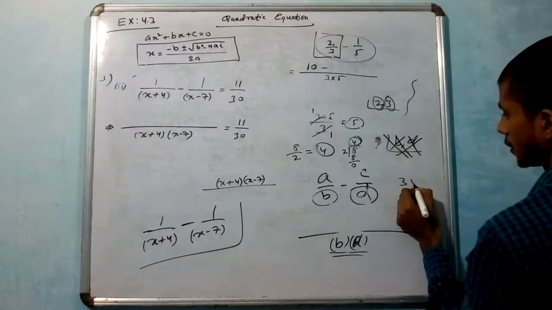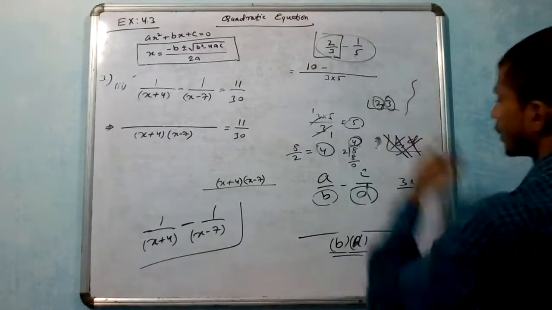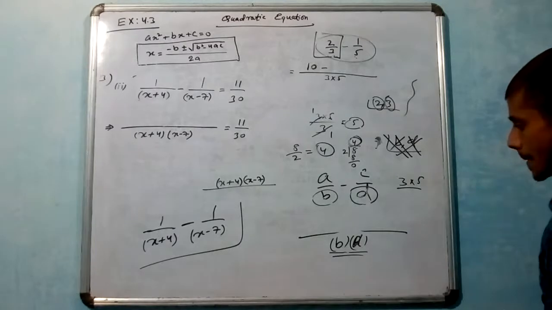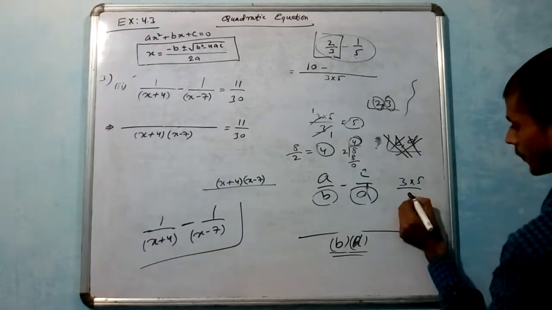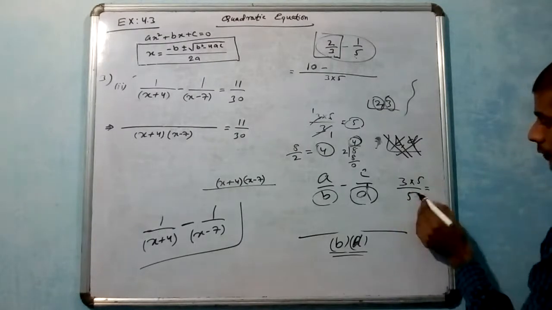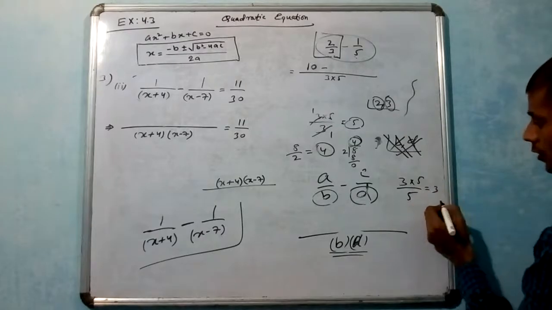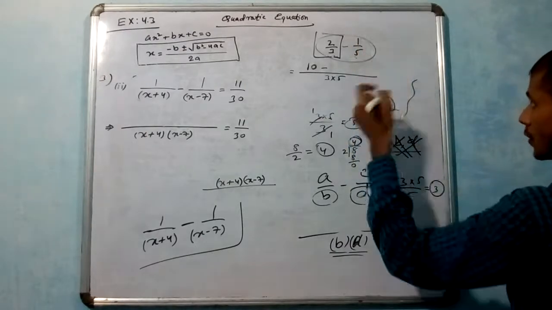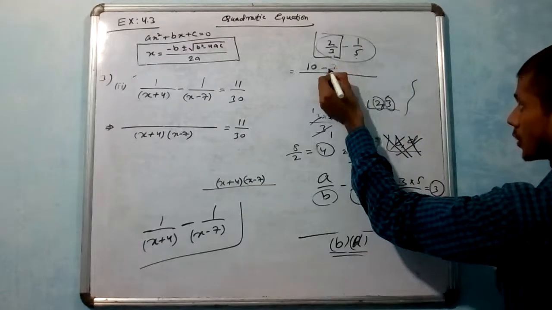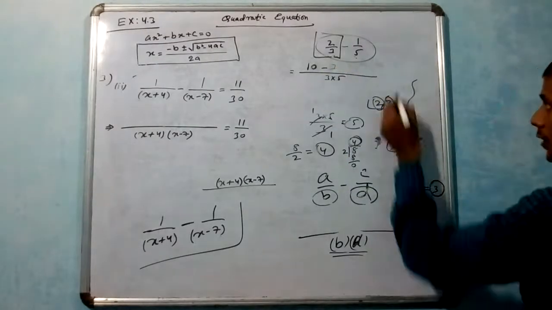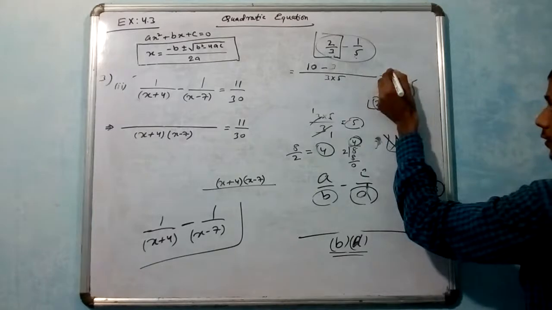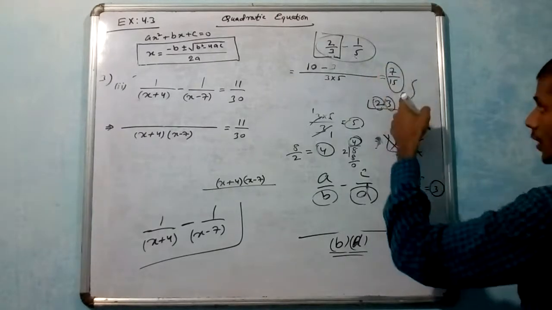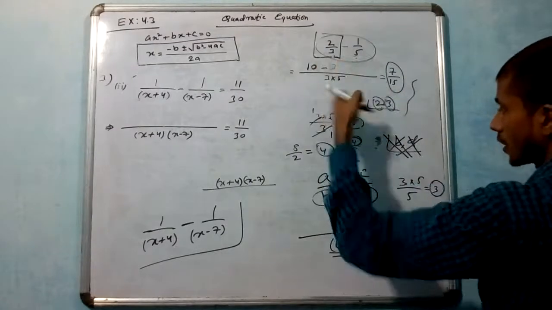Again take the LCM, 3 into 5, divided by the denominator of the second fraction, 5. How much? 5 5 cancel, we got 3. 3 is the quotient. What to do with this quotient? 3 into 1, so 3. Understanding? Then 10 minus 3, 7 by 15. Done. If you follow this, nothing is tough.